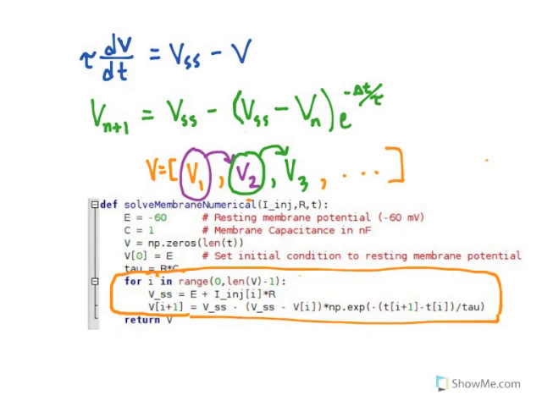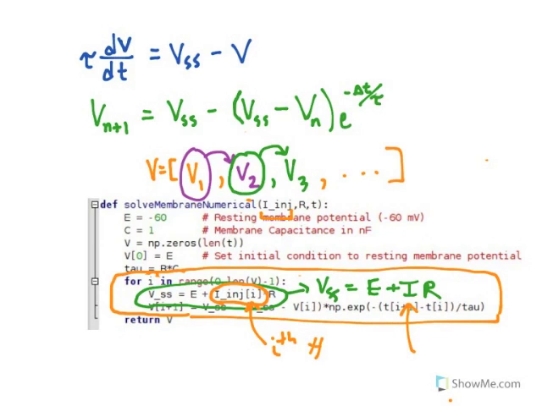And for each element in this array, how am I going to estimate the membrane potential at the next time point? Well, first thing I'm going to do is calculate the steady state membrane potential, and we've already shown before that VSS equals E plus IR. I've shown that in a previous video. And remember that I is changing at each time point, so at each time point I'm updating what my injected current is, because remember, I and J is also just a list of numbers, so I'm taking the ith number in that list.